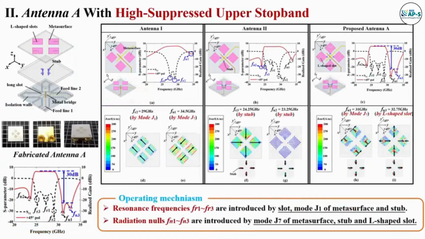As can be seen, the proposed antenna A is mainly composed of a metasurface structure with L-shaped slots, the stubs, the metal ground etched with a long slot and two striplets. Resonance frequencies FR1 to FR3 are introduced by the slot, mode J1 of the metasurface and the stub, and radiation nulls FN1 to FN3 are introduced by mode J7 of the metasurface, the stub and the L-shaped slot. Finally, the out-of-band suppression level of the upper stopband is up to 30 dB and great filtering characteristic is achieved.